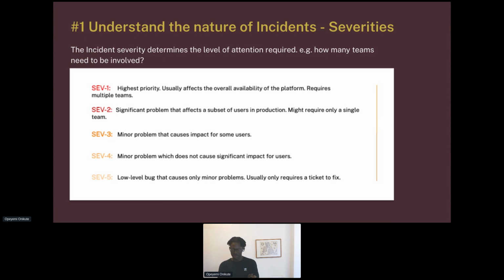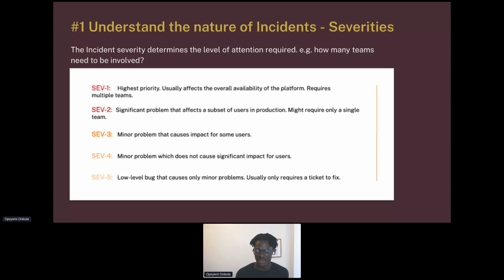The first thing to do is to understand the nature of incidents. I have 2 natures of incidents I'm going to talk about today. The first nature is incident severity. In my experience, this has been called different things in different companies. Some companies call it severity, some call it priority, but it means the same thing. If I'm using severities, it's level 1 to level 5. Levels 1 to 3 are the serious incidents that require an incident response process, and levels 4 and 5 are more minor and don't really require a process.